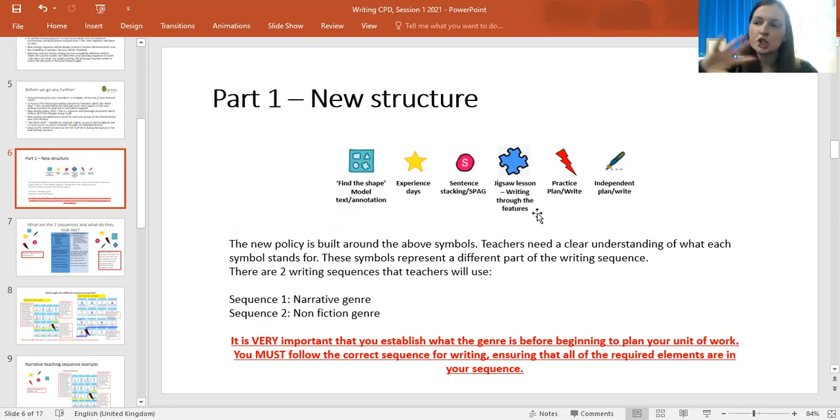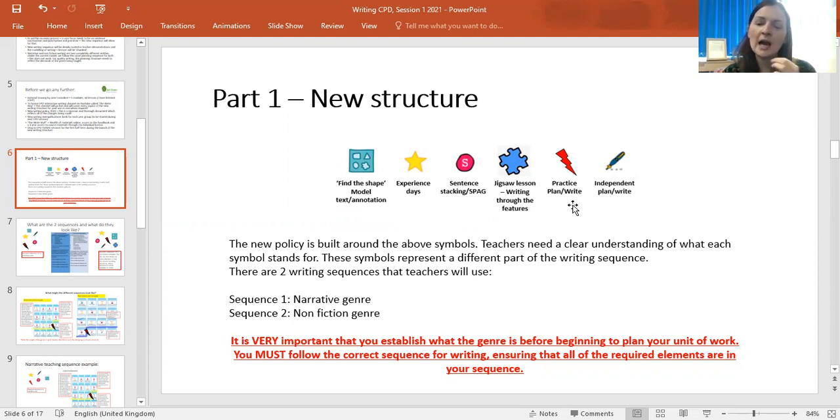I'll model it. Children will then go away and have a go at writing their own, linked to what their practice write might be. The lightning strike is your practice plan and your practice write, which is what we do anyway. And then your independent plan and your independent write is almost the same as what we do anyway. The big thing here, and this will be the big shift for most people, is that the practice plan and the practice write will be chunked.